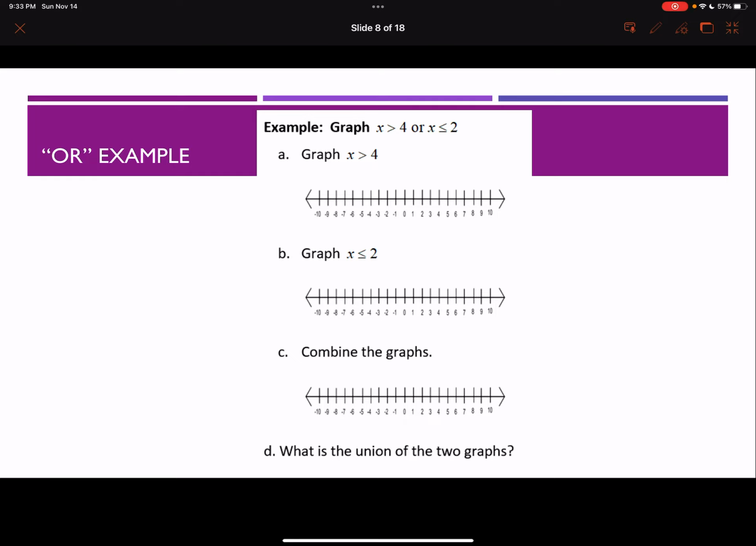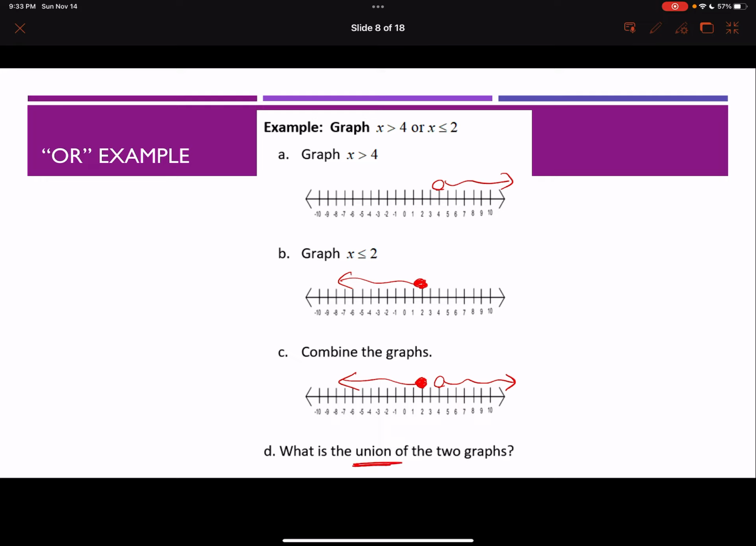Sorry about that, guys. So 4 above, 2 or below. So when I combine the two graphs, this is what it would look like. So I'm just going to graph them on the same graph. And then I say, what's the union of the two graphs?